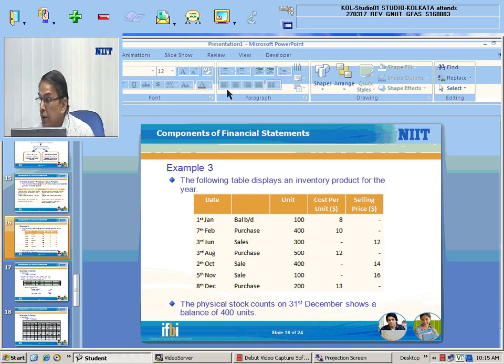8th of December there was a purchase, that is the most recent, but that purchase was for 200 units. So the 400 units which are left, 200 units are from that purchase made on 8th of December at 13 rupees. And the remaining 200 units from the purchase made immediately before that, that is on 3rd of August. That is FIFO.